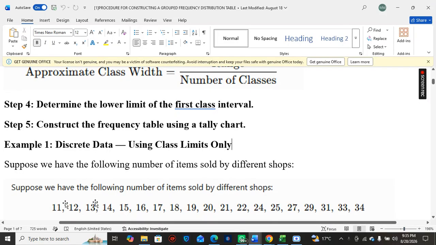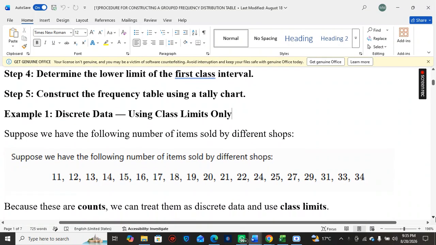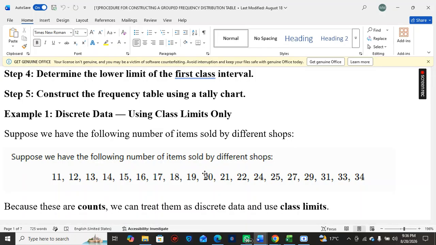It told us, suppose the following are the number of items sold by different shops. When it's usually items like food, cars, people, drinks, those are discrete data, because you can never have 2.1 people or 3.2 drinks. So we have this discrete data here, and we want to form the histogram.